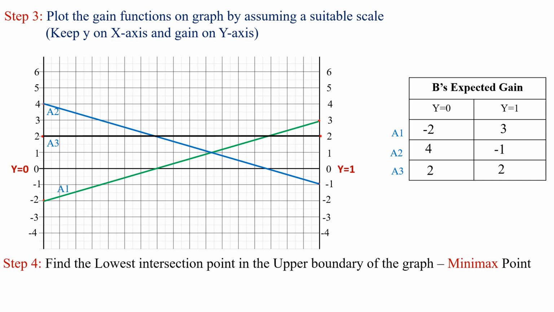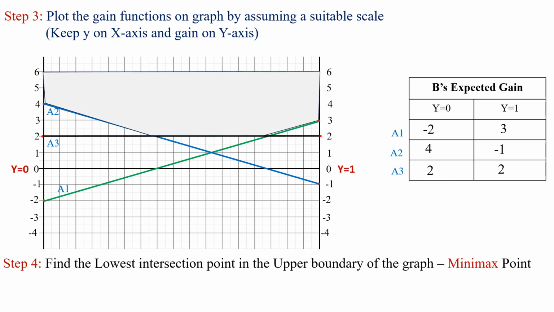Next step is to find the lowest intersection point in the upper boundary of the graph, that is the minimax point. So this is the upper boundary of the graph, and the points E, F, G and H are the intersection points. Among these intersection points, F and G are the lowest points. Then select any point randomly. Here I am selecting the lowest point G, and G is the minimax point.